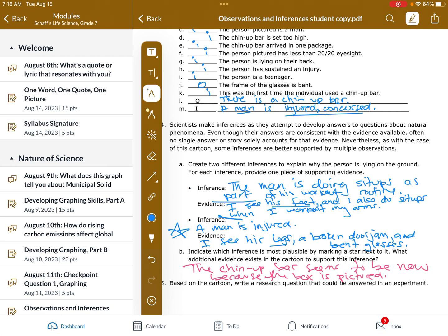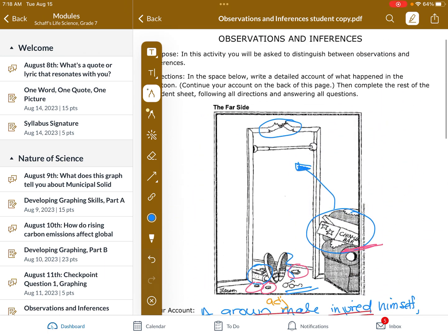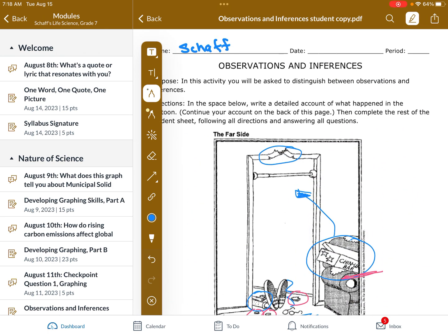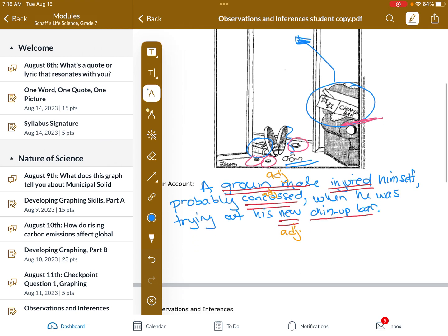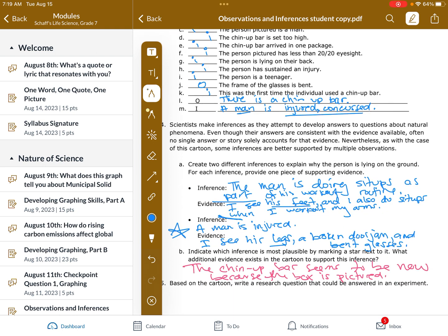Based on the cartoon, write a research question that can be answered in an experiment. How much force does it take to break a door jamb? I have a little bit of construction background just as a teenager, and I know that those door jambs could not have been broken by this guy's head. So I want to know how much force it would take to break that door jamb and how much force your head can sustain without breaking.